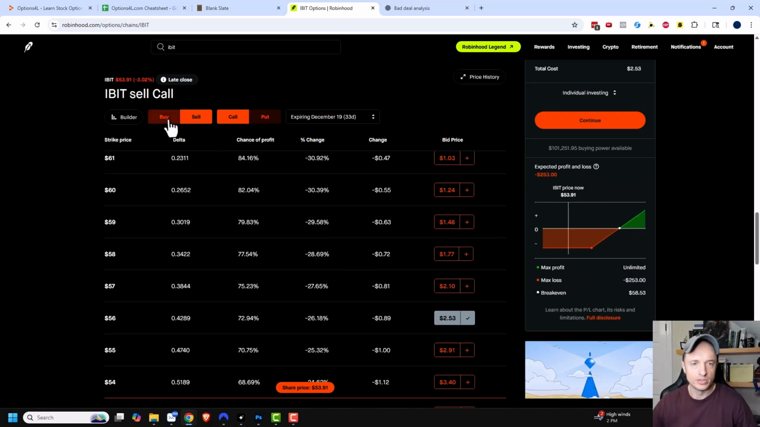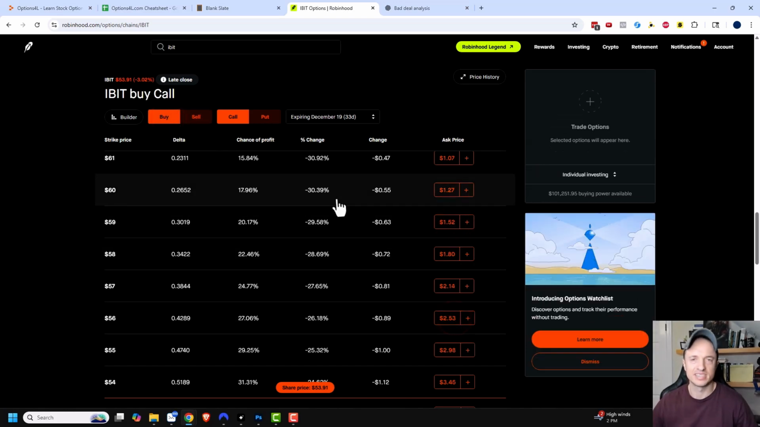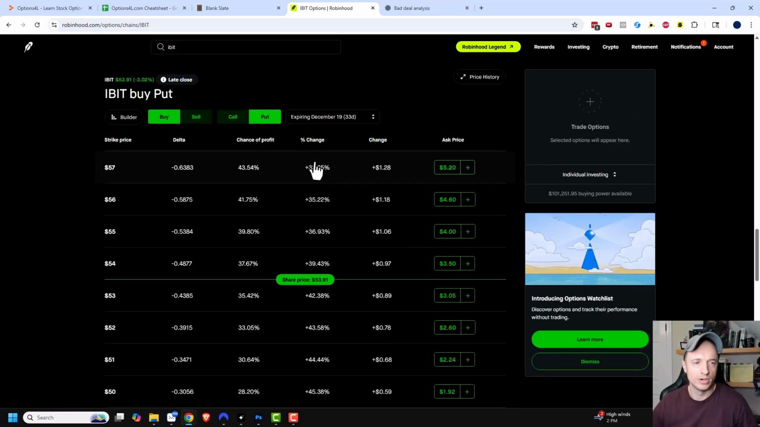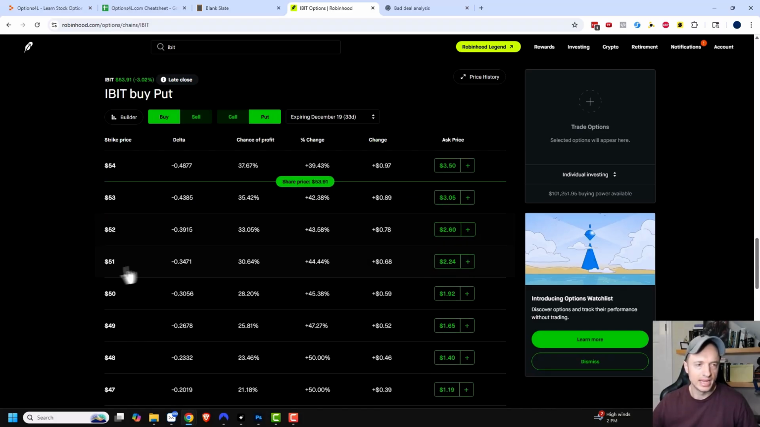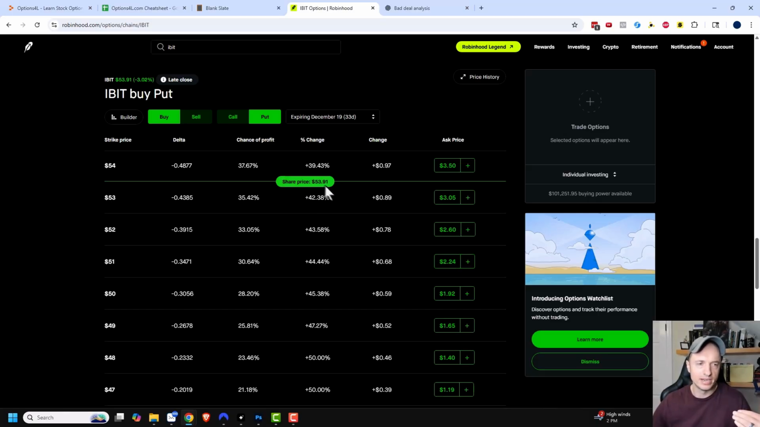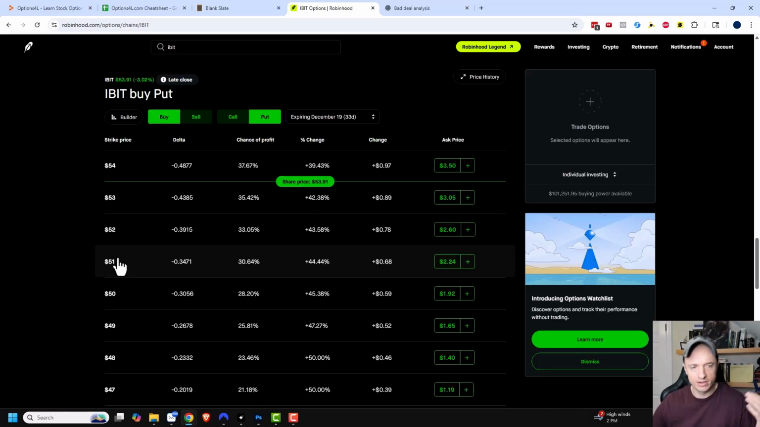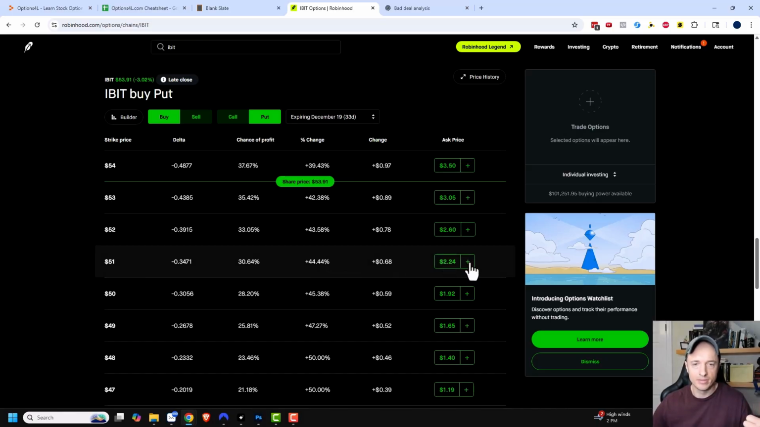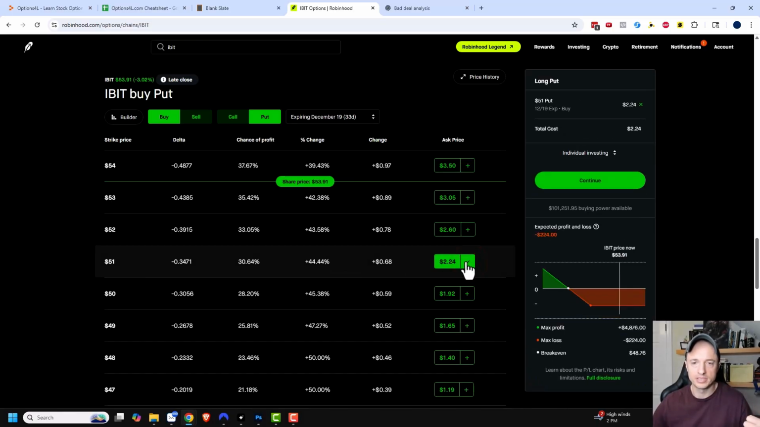Let's go ahead and do the put side real quick, and we'll go faster because I think I hit on a lot of the key points that I wanted to. So now we're on buy, and we want to buy our long put, and now we'll stay out of the money just a little bit. We'll go to 51. In this case, I'm bearish on IBIT, and I think it's going to drop from 53.91 to 51 or less by December 19th. So I'm going to go ahead and buy my long put option right here.